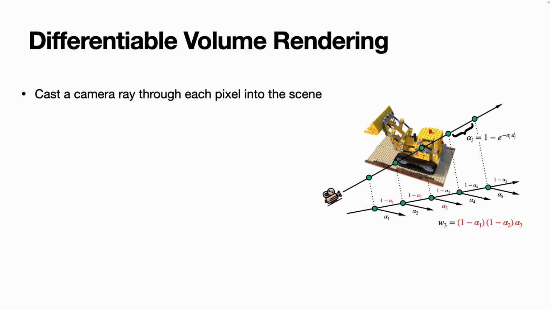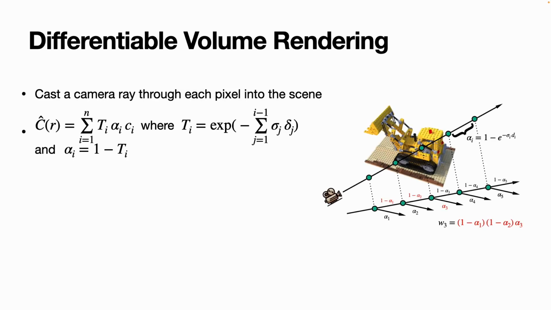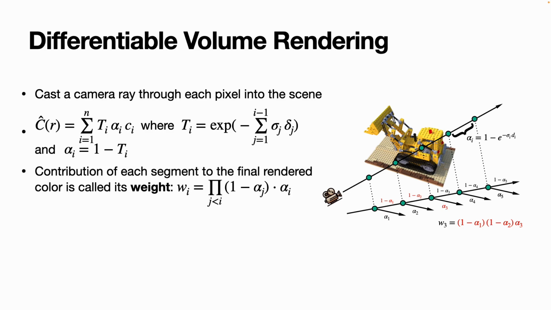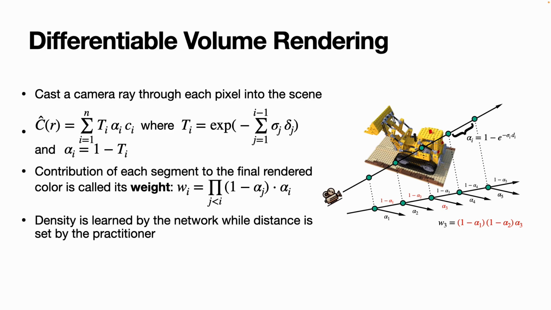To perform volume rendering, we first cast a camera ray through each pixel into the scene. Next, we sample points for their densities to compute the opacity and transmittance of each segment. These are then integrated over the entire ray to get the final pixel value. The contribution of each segment to the final rendered color is called its weight, which is often used to refine the sampling strategy. Note that density is learned while distance is not.